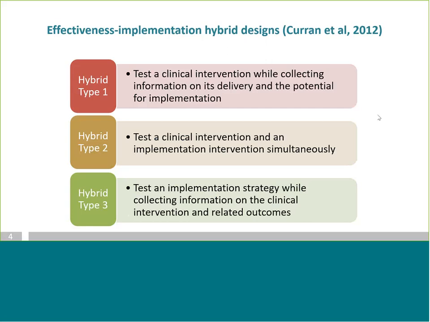In type 1, the objective is to test a clinical intervention for effectiveness while collecting information about its delivery and potential for implementation. The type 2 design is one where you're trying to test both the effectiveness of the intervention, but also to evaluate the implementation strategy itself. And the third type is when you're focusing on the outcomes of the implementation strategy and the evaluation of the effectiveness of the intervention is secondary.